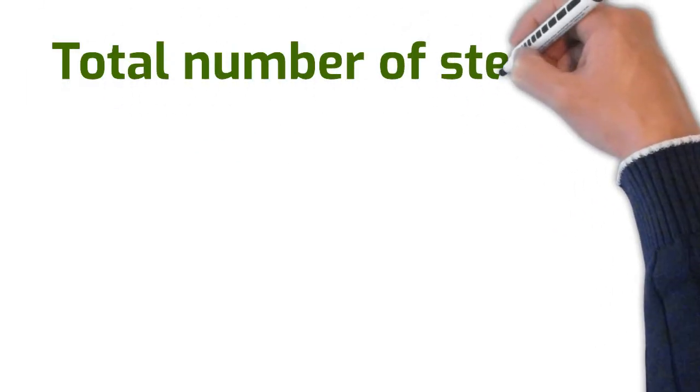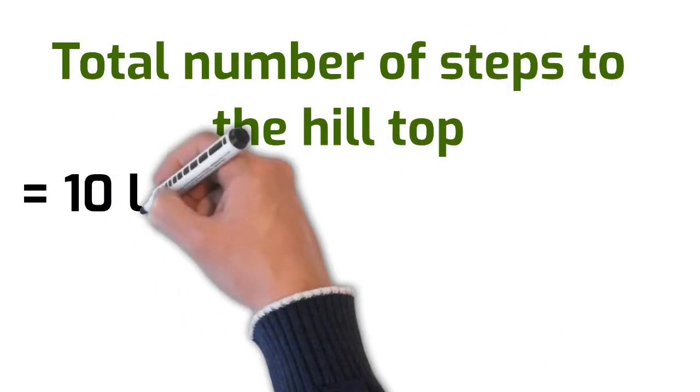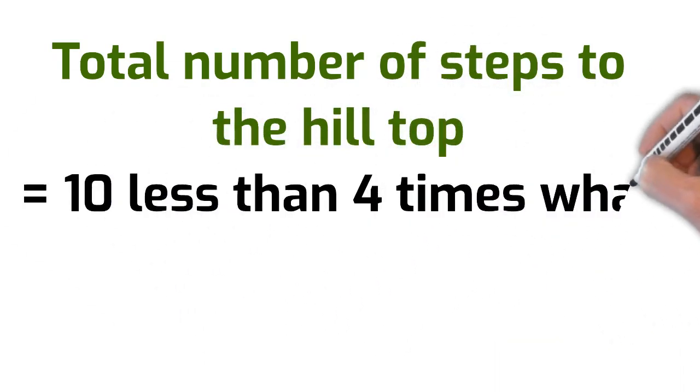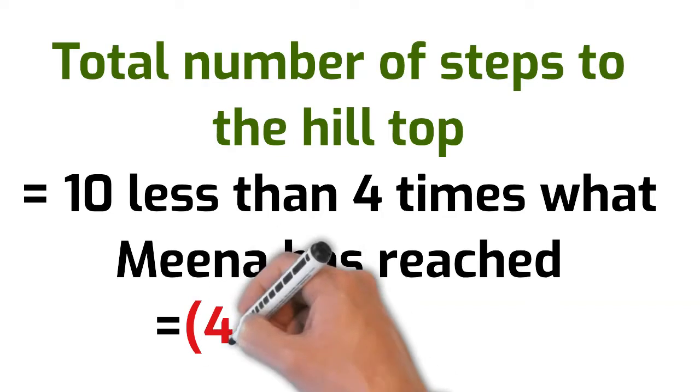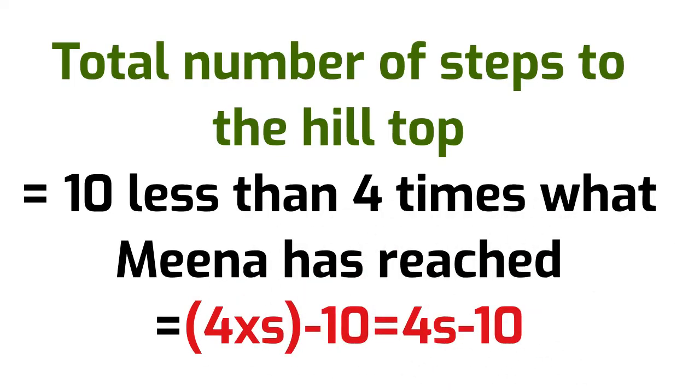Total number of steps to the hilltop is equal to 10 less than 4 times what Meena has reached, which is equal to 4 into S minus 10. That is equal to 4S minus 10.